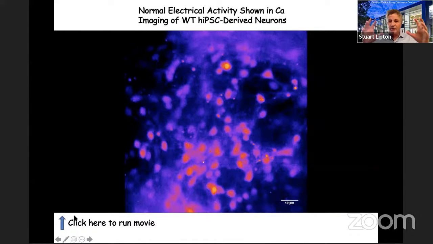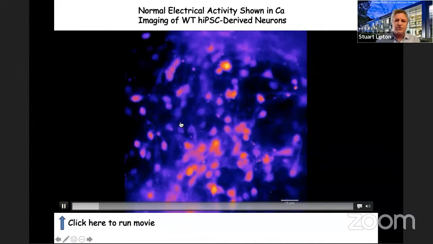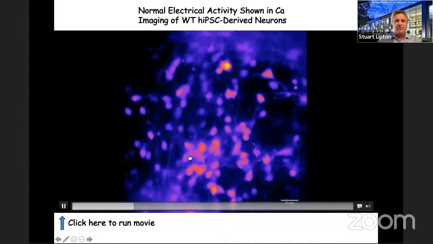We have multi-electrode arrays where we can record the whole brain like an EEG. I just want to show you calcium imaging. I showed some of this last year, but we have a lot more to show you now. So you can see this is the normal wild type, and the neurons are signaling to one another. And we can quantify this. I'll show you the quantification in a minute.